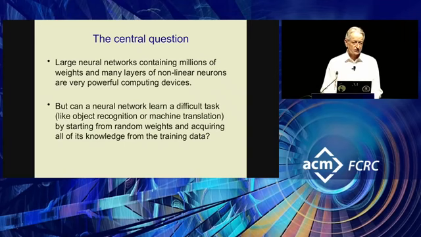So the central question for neural nets was always, we know that big neural nets with lots of layers and nonlinear processing elements can compute complicated things. At least we believe they can. But the question is, can they learn to do it? So can you learn a task like object recognition or machine translation by taking a big net and starting from random weights and somehow training it so it changes the weights, so it changes what it computes?